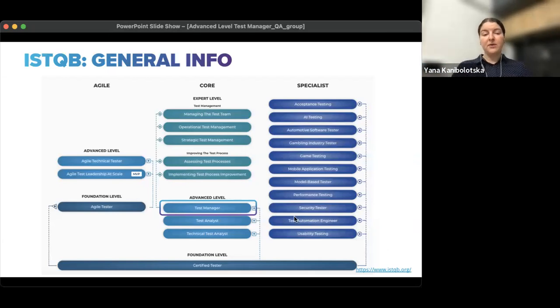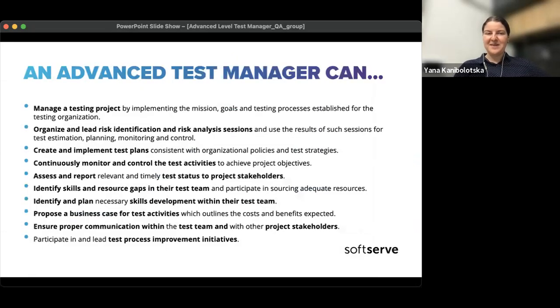And today we are talking only about this Advanced Level Test Manager in the center. It's one of the steps to this super hard expert level, probably, or it might be the last certificate you will ever want to pass, but we'll see. It depends on your desire.